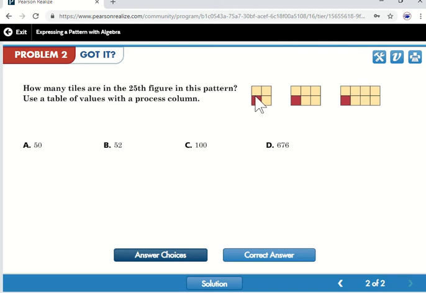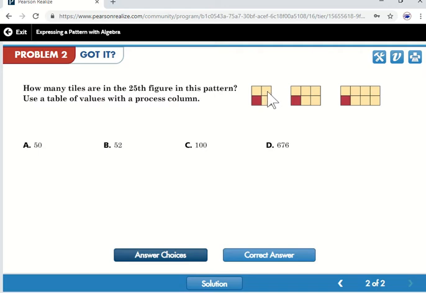So it looks like there's always 2, right? How can I explain this? You're always adding 2 more, based on the figure. In figure number 1, we had added these 2 to an original 2. So you're always doing 2 plus 2 times the figure number, right?